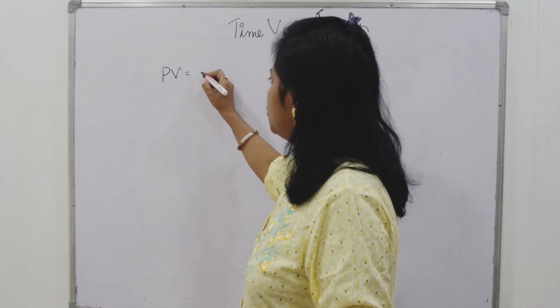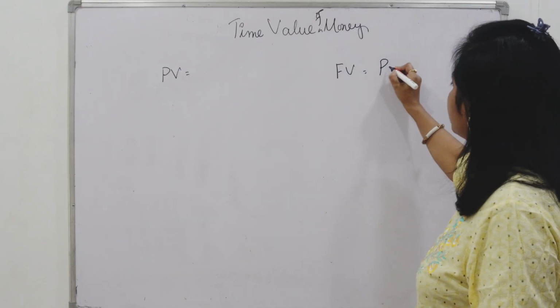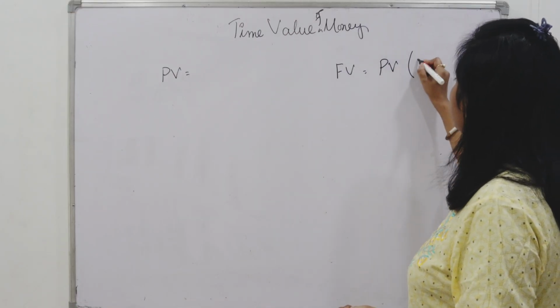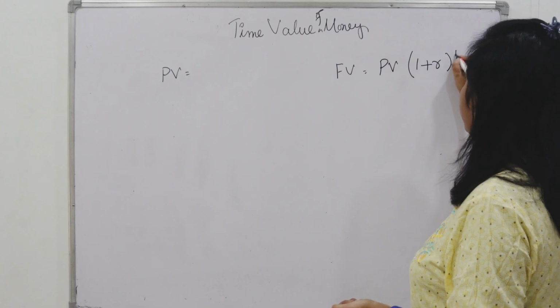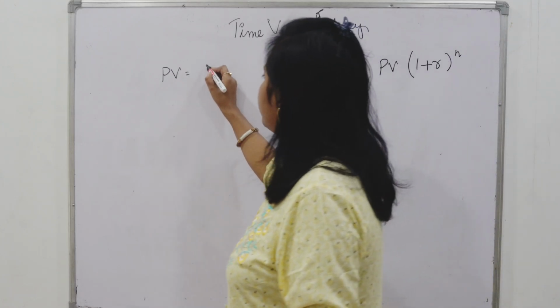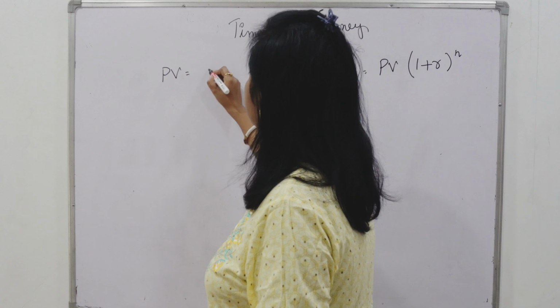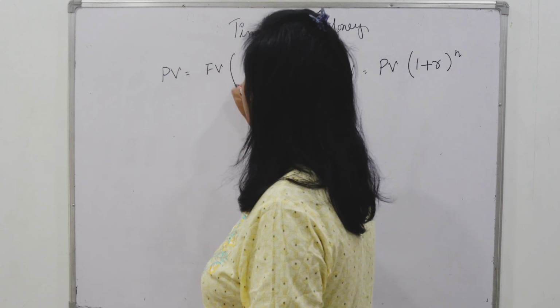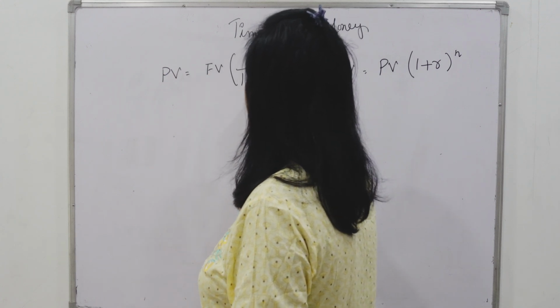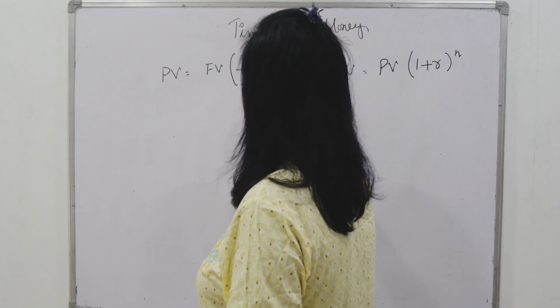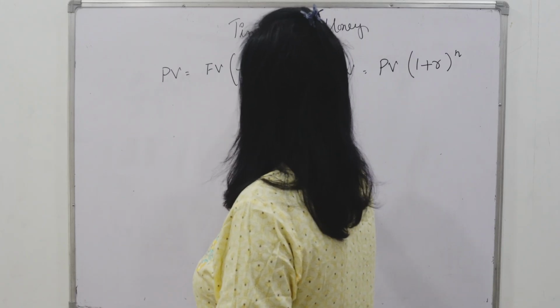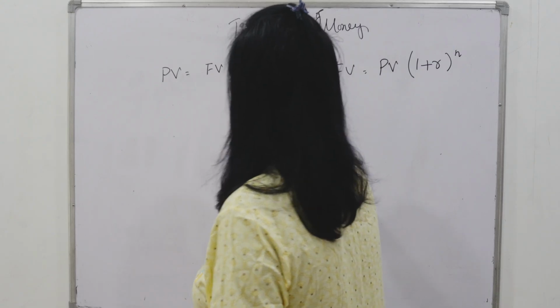So what is present value? Let's find out what is future value. Future value is equal to present value into (1 plus r) to the power n. Whereas what is present value? Present value is future value into 1 by (1 plus r) to the power n. This is the formula of future value.